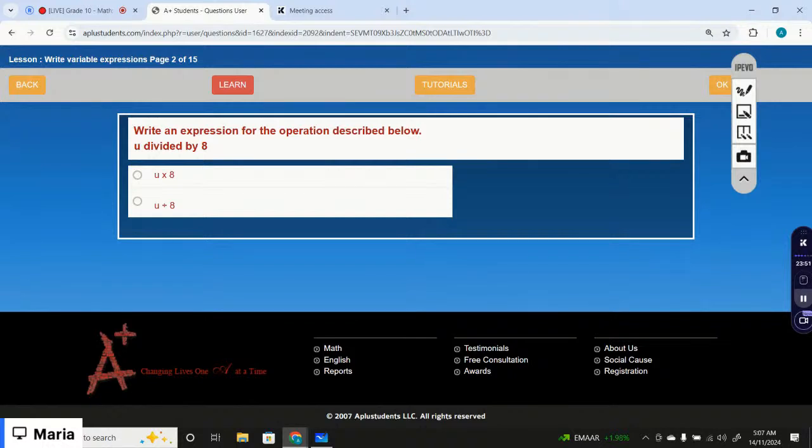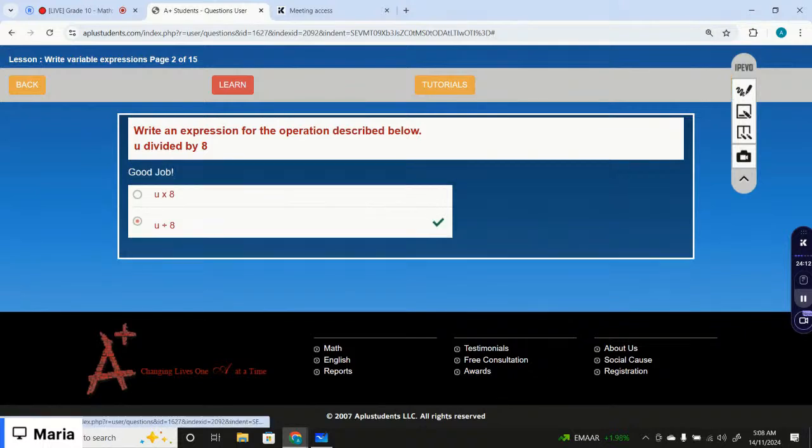Write an expression for the operation described below. U divided by 8, which is the correct option? Option number 2 is the correct option. U divided by 8.